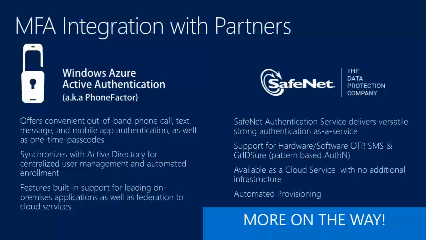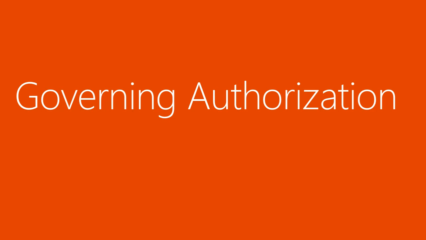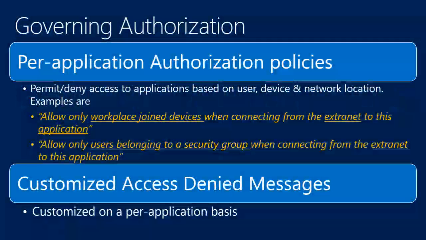Okay, so I'm going to jump to the next phase. We talked about authentication. Now we're going to talk very quickly about authorization. This is an extension of a concept that we already have today, which is that we already had the ability to authorize on a per application basis. We can say, for this application, I get to use the context that's available.